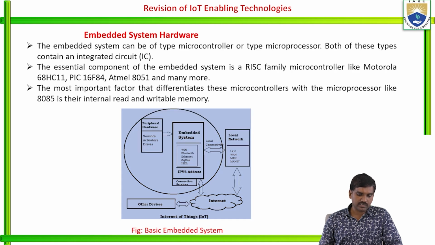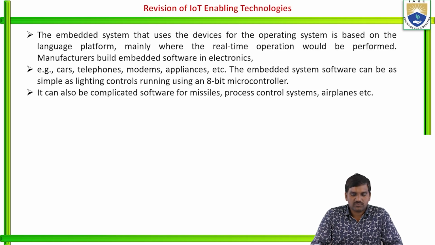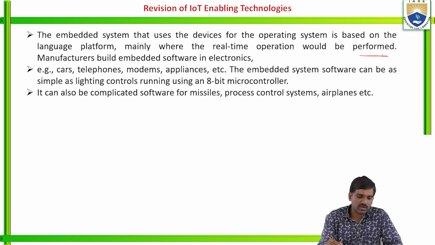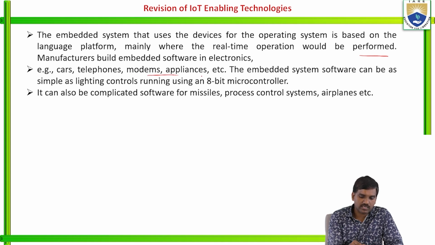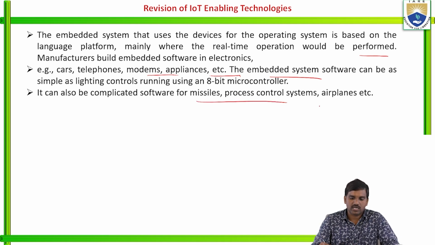And the embedded system hardware, same diagram here. Embedded systems are used in devices where real-time operation is performed, with embedded software built into electronics. Examples: cars, telephones, modern appliances, etc. Embedded system software can be as simple as lighting control running on an 8-bit microcontroller. It can also be complicated software for missiles, process control, and appliances. So this is the embedded system.